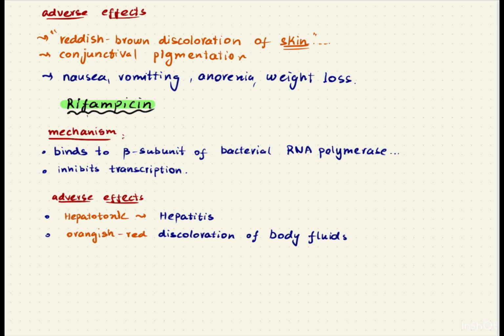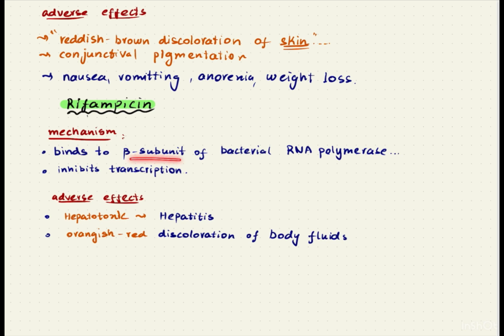What are the adverse effects of clofazimine? Whenever you look at clofazimine, you should be reminded of this adverse effect: reddish brown discoloration of the skin. This discoloration, even though it is reversible and harmless, is one of the major adverse effects of clofazimine, and it can produce other symptoms like nausea, vomiting, anorexia and weight loss, as well as conjunctival pigmentation.